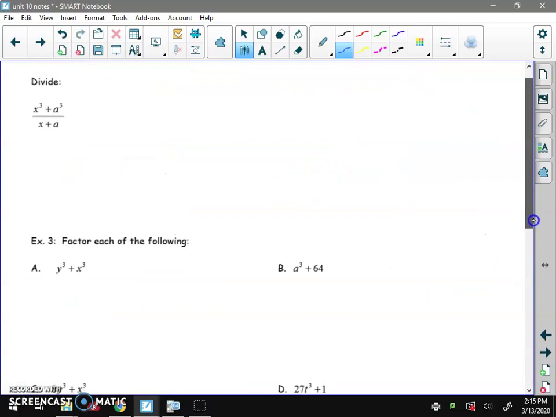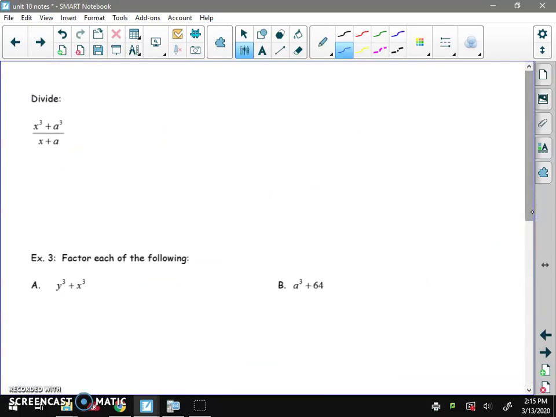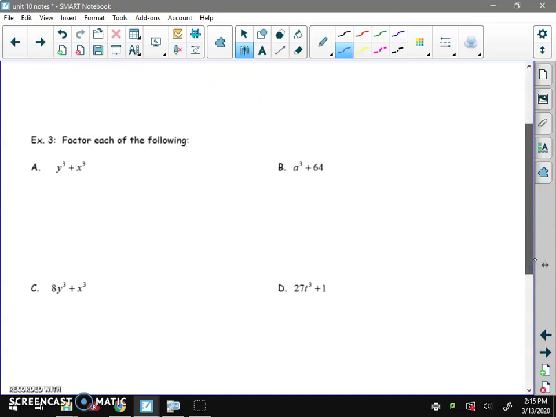Now, on the second page, we're going to do something called the sum of cubes. I'm not going to take the time to show all the division again like I did on the previous page. You can find it in the filled-in notes in Schoology. But what I want to show you is I want to apply the pattern again.